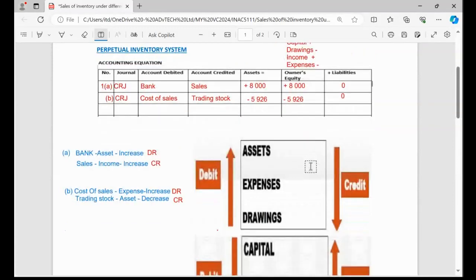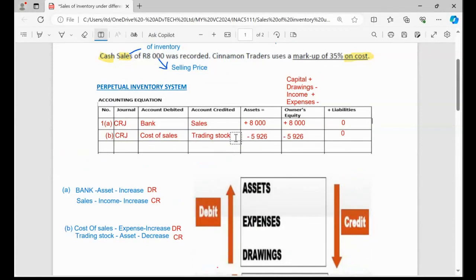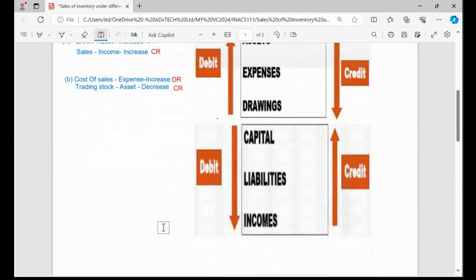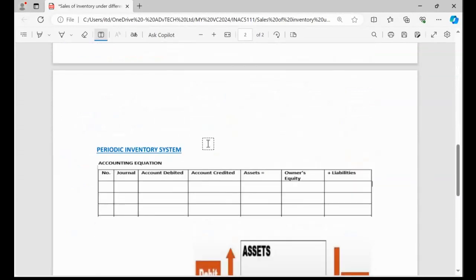The question is, what if it was under periodic? Under periodic, honestly speaking, you were supposed to just record this. So if it was under periodic, you only record the A part. So you don't have to worry about the cost of sales. So under periodic, I'm just gonna have the only one part, that part A. I'm just gonna say one, and then I'm just gonna write A there like that, and then everything will remain the same. And then I'm just gonna write CRJ or CBR. It doesn't matter how you call it.